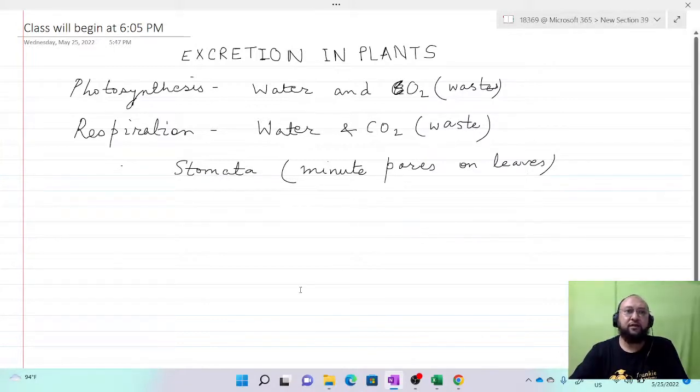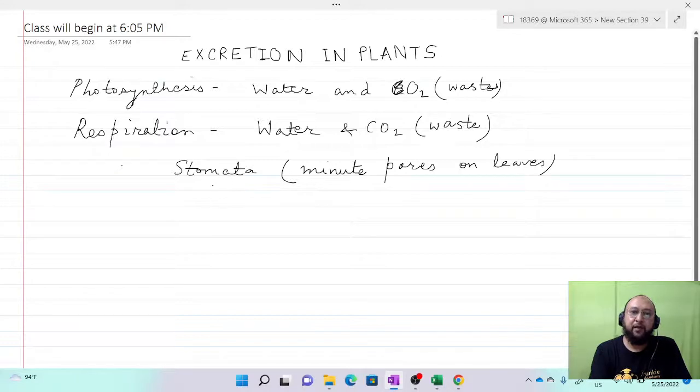In case of other waste, what will happen? Some waste like bark, latex, and gums are deposited, and that is also waste produced in plants. Excess water is excreted through transpiration.